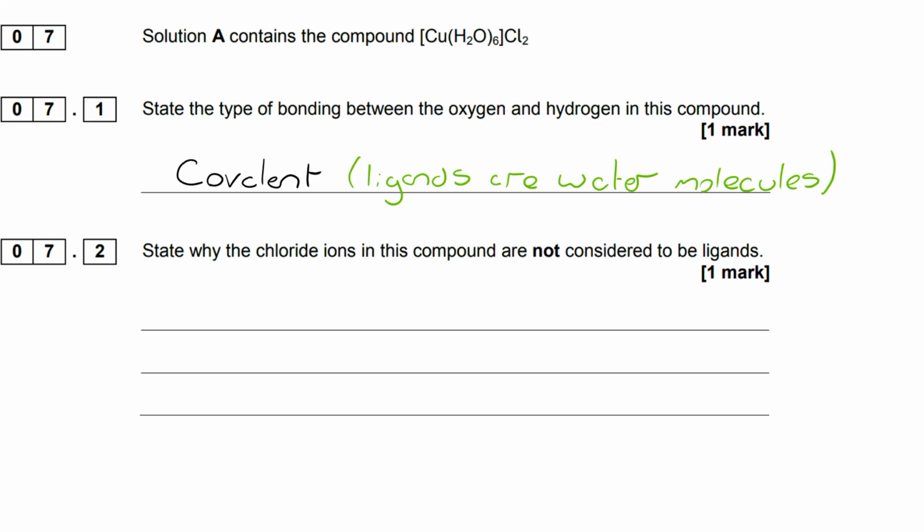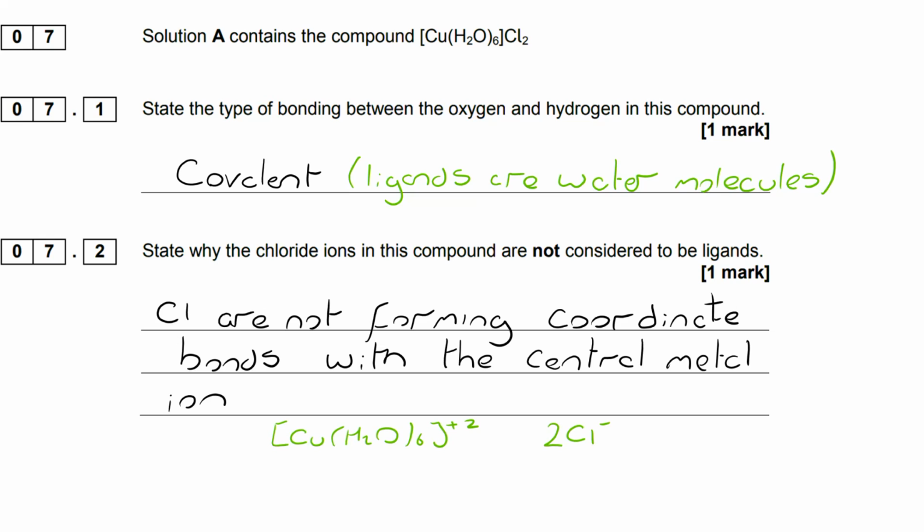Now we also look at something that might not be hugely familiar. You don't get many questions where you have a complex that looks like the one at the top here, CuH2O6Cl2. Normally you would see it as CuH2O6 2+. So when you think about it in that way, that tells you that we're actually looking at an ionic compound here. We're looking at the chloride ions being bonded to the copper complex. So for that reason, they're not ligands, they're not forming the coordinate bonds.